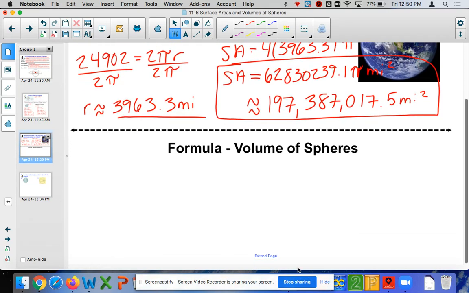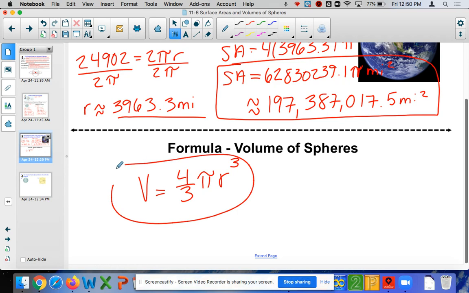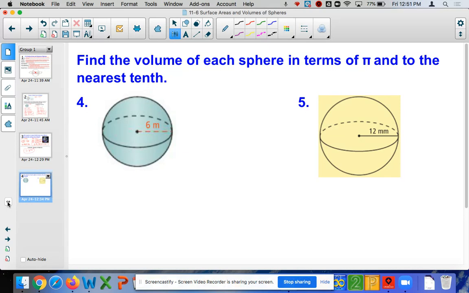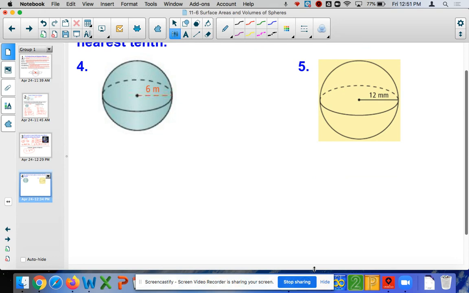Just fair warning, the volume formula looks a little bit wonky. So here we go. Volume equals 4/3 times pi r cubed, to the third power. So this is the formula we are going to use for volume. All right, number 4: find the volume of each sphere in terms of pi and to the nearest tenth. Here we go. They give us the radius. Awesome, 6 meters. Copy down your volume formula. V equals 4/3 pi r cubed.